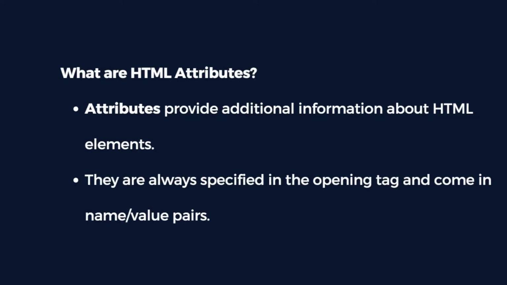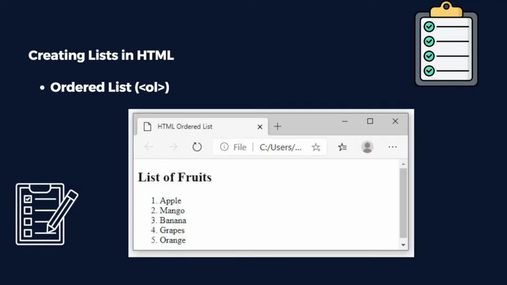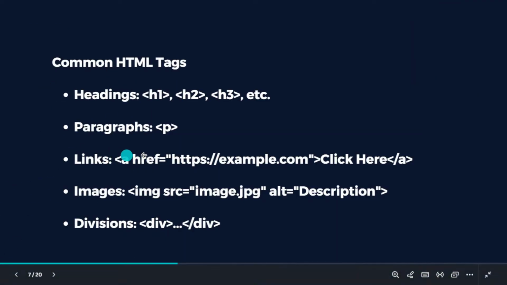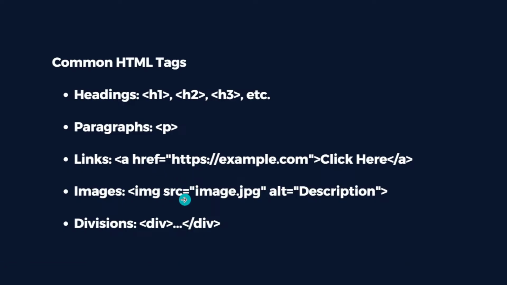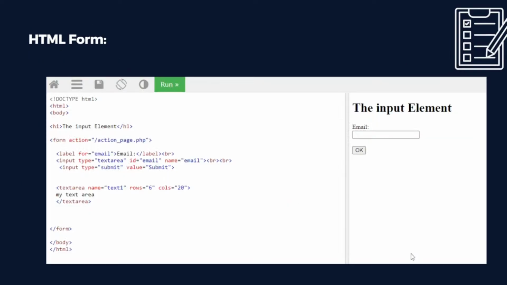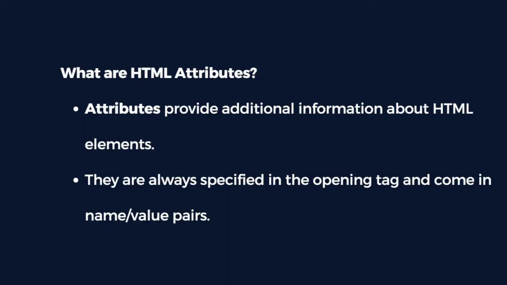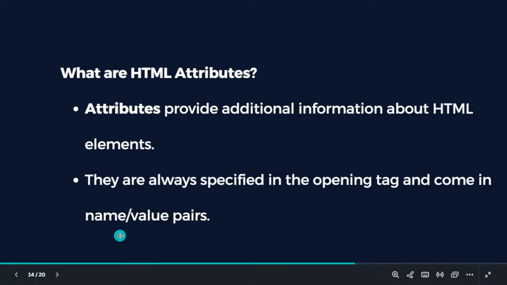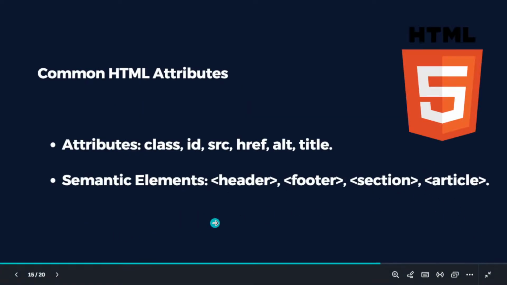And attributes and semantic elements. First we need to understand attributes. We already saw attributes here. In the anchor tag we mention href, and in the image tag we need to mention src, the source. These are the attributes. Attributes provide additional information about an HTML element. They are always specified in the opening tag and come as name and value pairs.